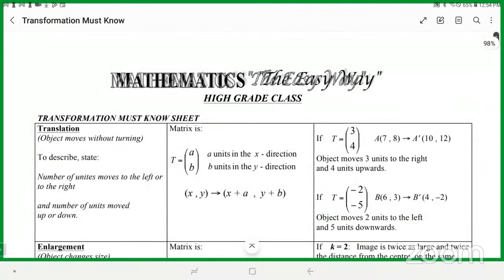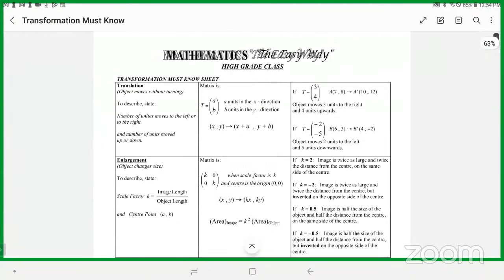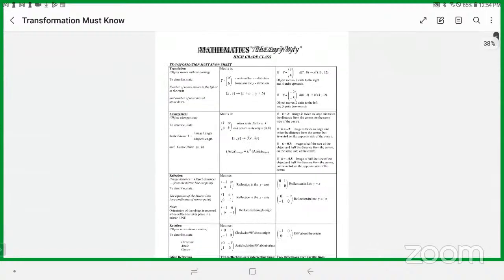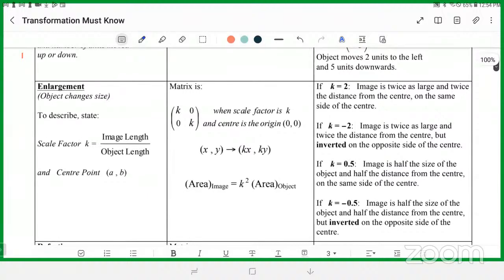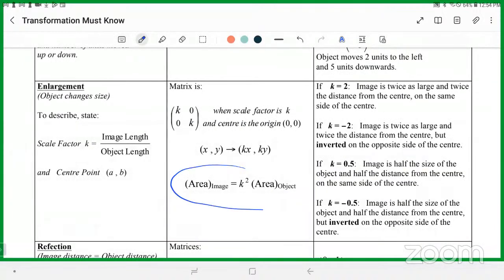You all have this document here. Let me say you must know everything on this. See it right here, and I made it right here. See it there. See it here. Our practice questions go with it. Area of image equals k squared times area of object. I'm going to write it like this too on the board. Area of image equals k squared times area of object.